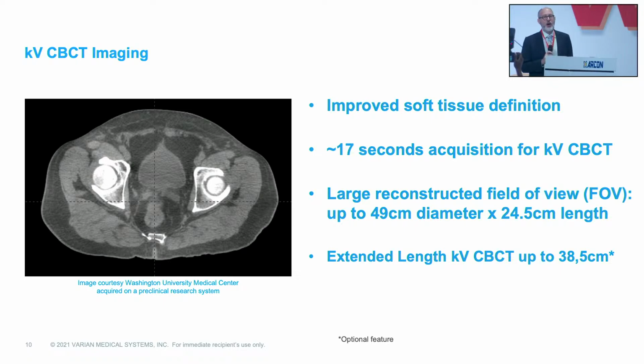Just as a side note, we've also just released a product or a capability called HyperSight. And HyperSight allows us to further improve this image quality on either Halcyon or on our adaptive platform, which is Ethos. And with HyperSight, we're able to get extremely high quality cone beam CT. In fact, the quality of HyperSight is very, very close, almost indistinguishable from diagnostic CT quality.